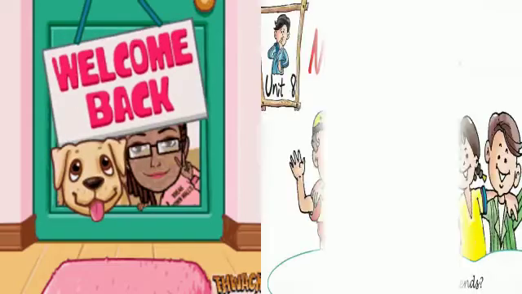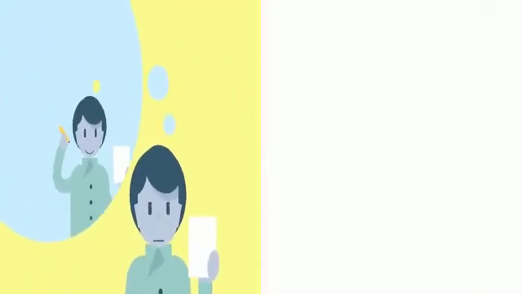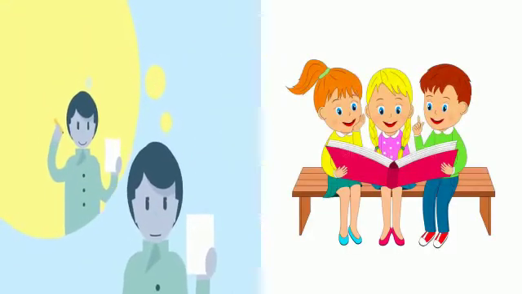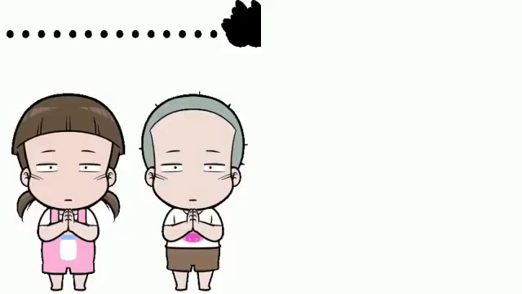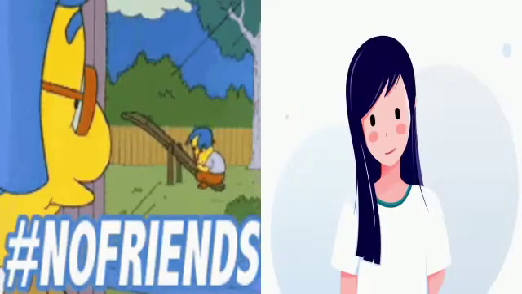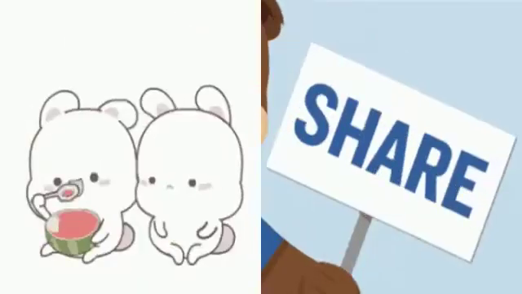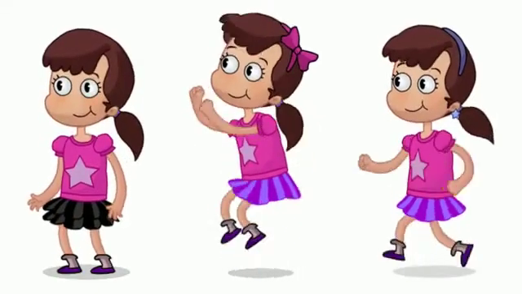We have read the poem Nobody's Friend and knew about three children who are different from each other. Two children do not like to share their things with others. That's why they are nobody's friend. But one child shares her everything with others. That's why everyone likes to make her friend.